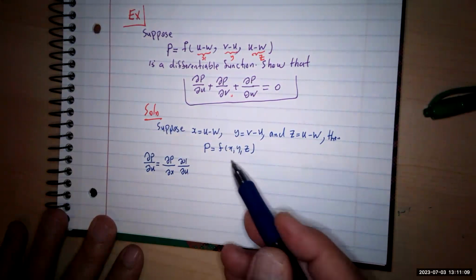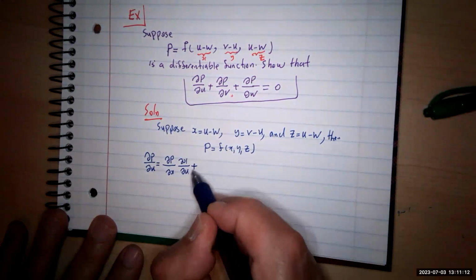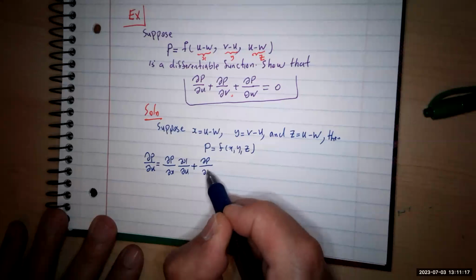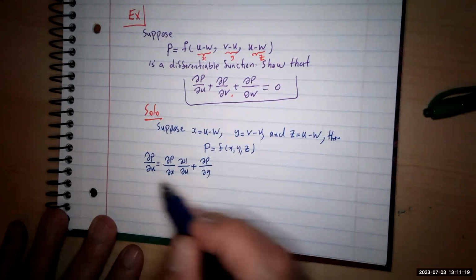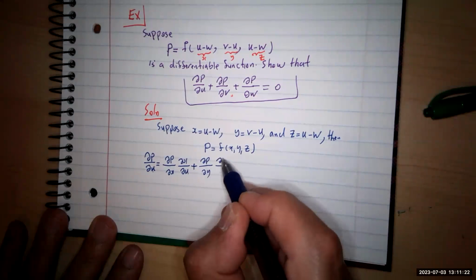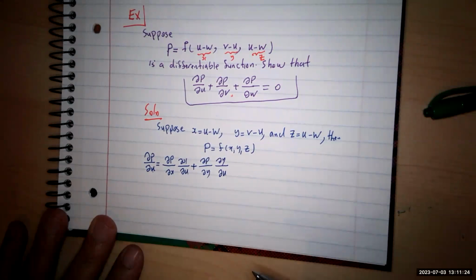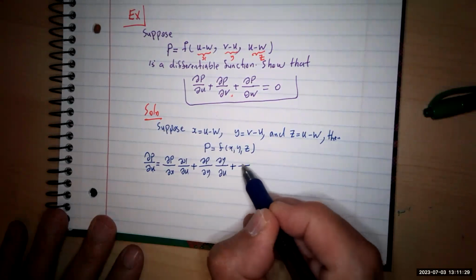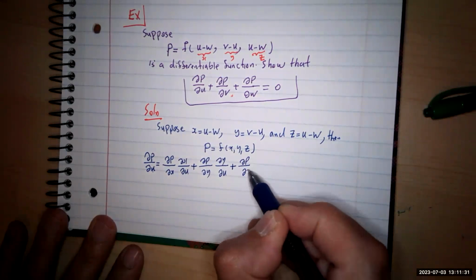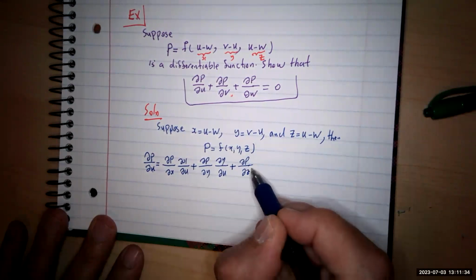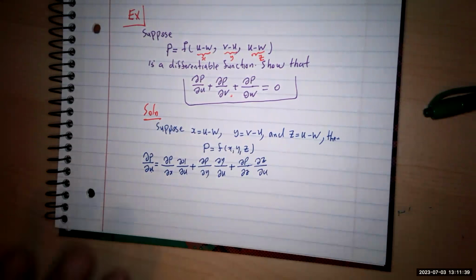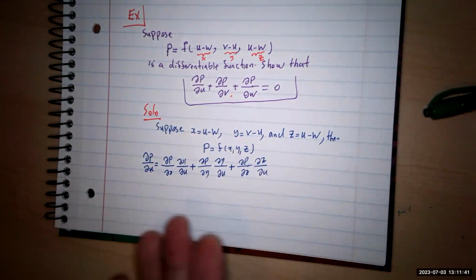Continue in differential form: plus P is a function of Y, so that gives ∂P/∂Y. But Y is a function of U, so that gives ∂Y/∂U. That's it. But it's also a function of Z, so we continue with ∂P/∂Z, and Z is a function of U, so that's going to be ∂Z/∂U. You see, you set up your formula and you substitute whatever you have and don't worry about the rest.